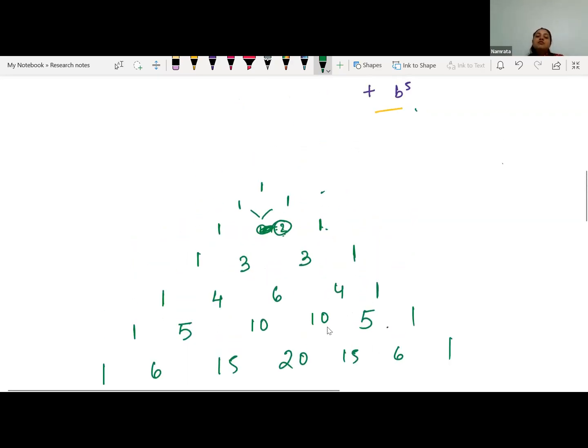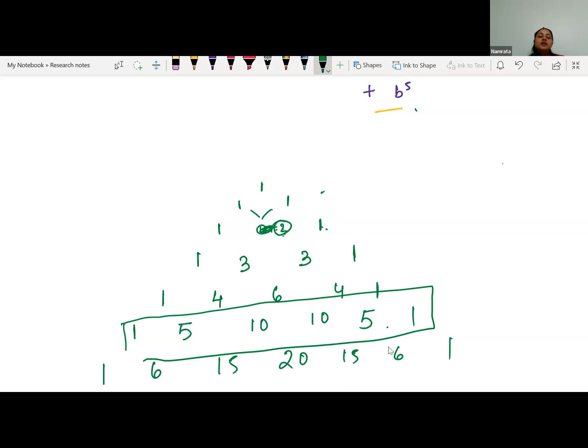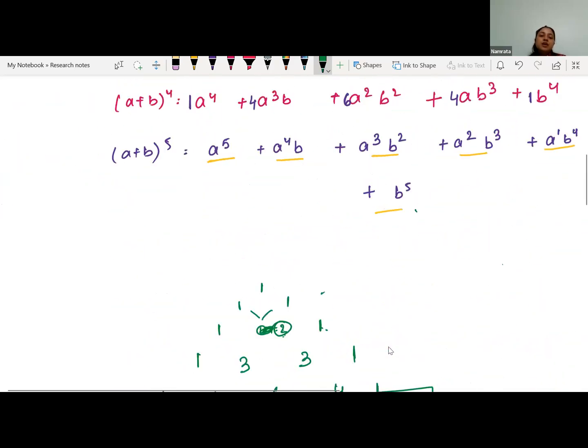And for the fifth power, we are going to use this row completely. Okay, and it says 1, 5, 10, 10, 5, 1. Let's write it. 1, 5, 10, 10, 5, 1. So this is how, just by understanding the pattern, we can write the binomial expansion of any term.